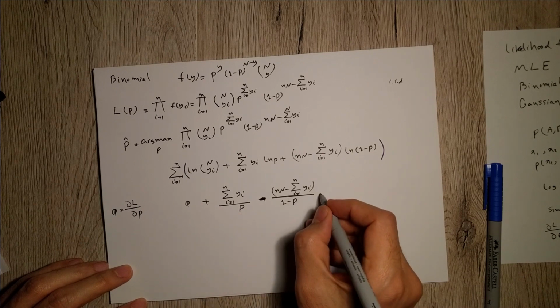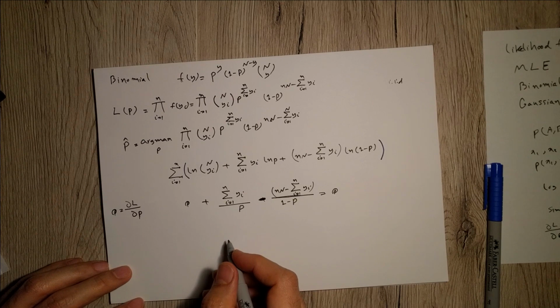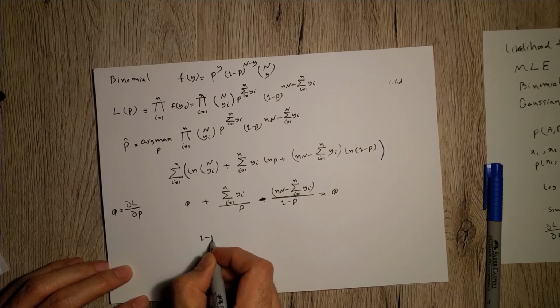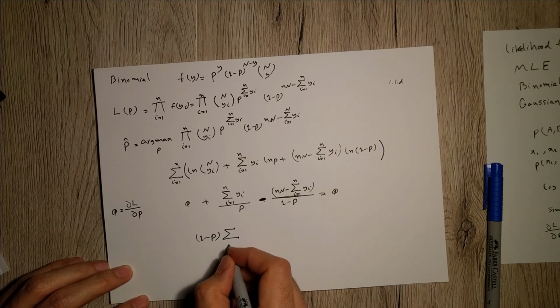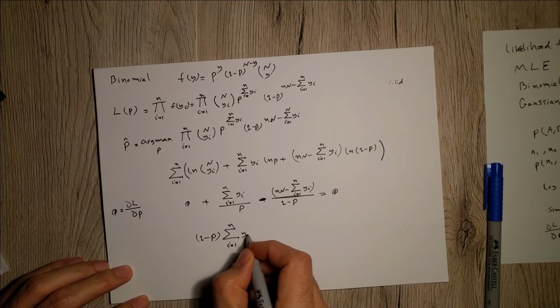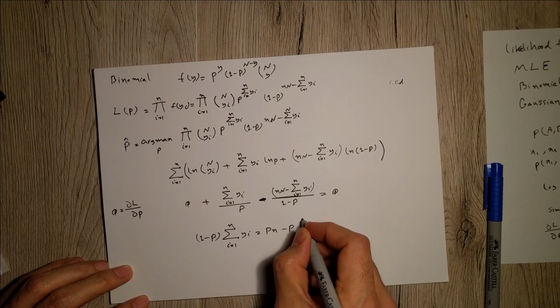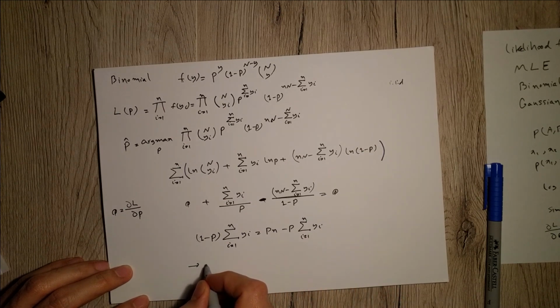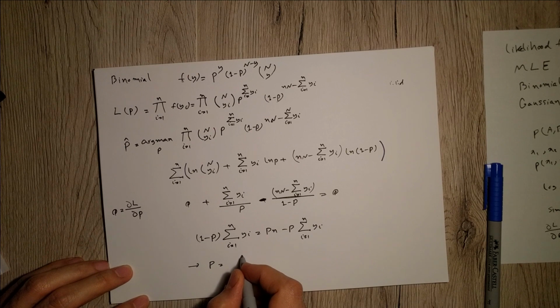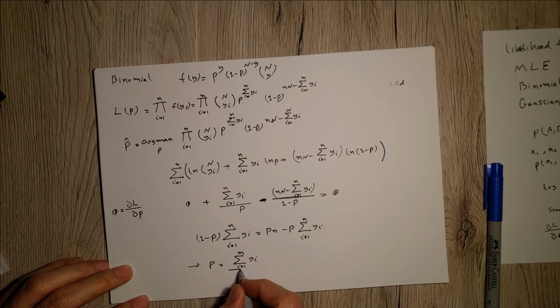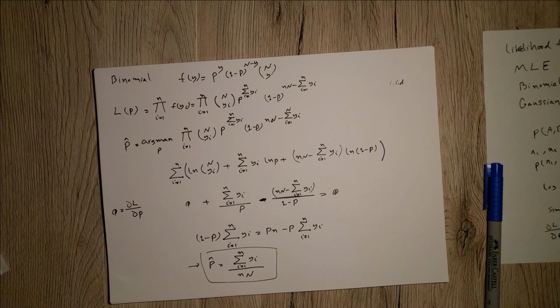Okay, now if I take this to the other side and do some multiplication and simplification, I will have 1 minus p sigma i over, which consequently, you can see I can just cancel this with this term, so the p is going to be. Okay. So this is the p that will maximize the likelihood for a binomial distribution.